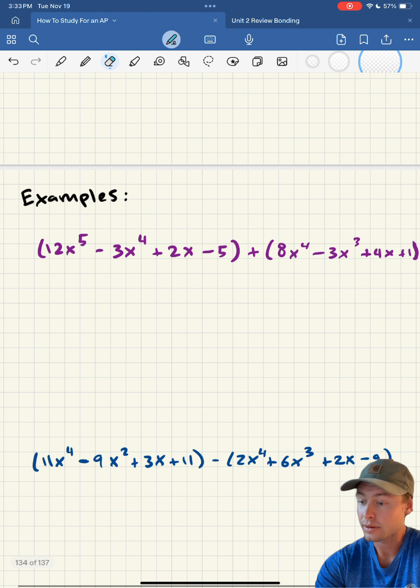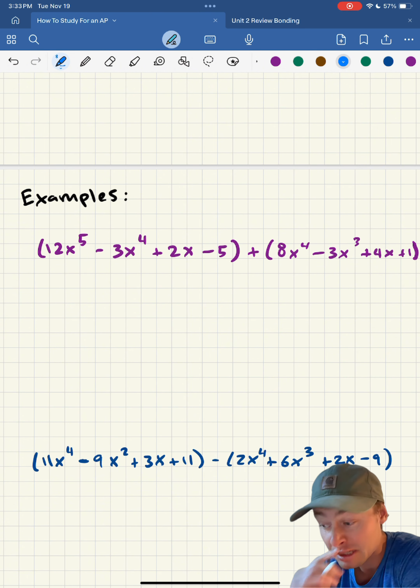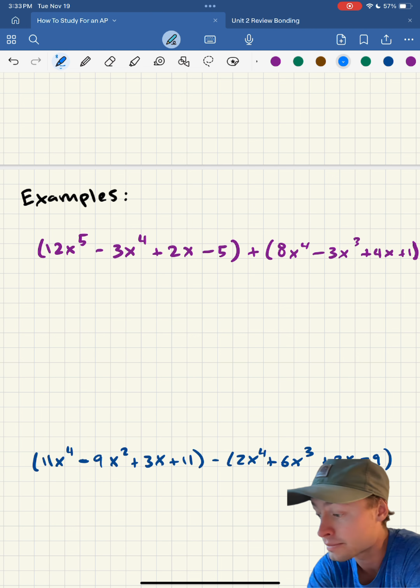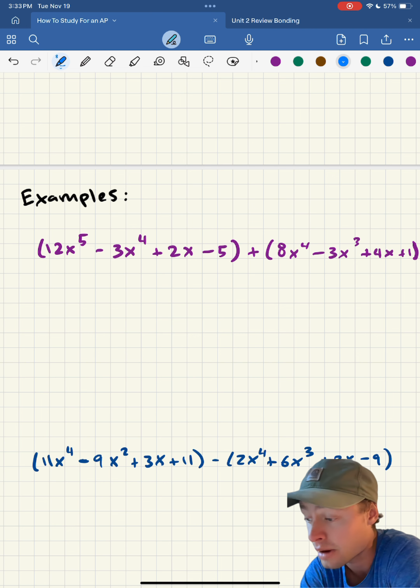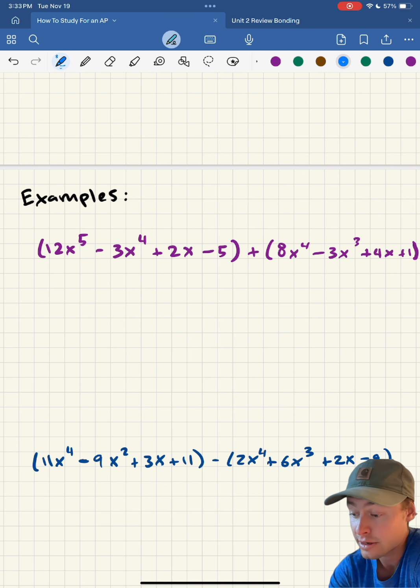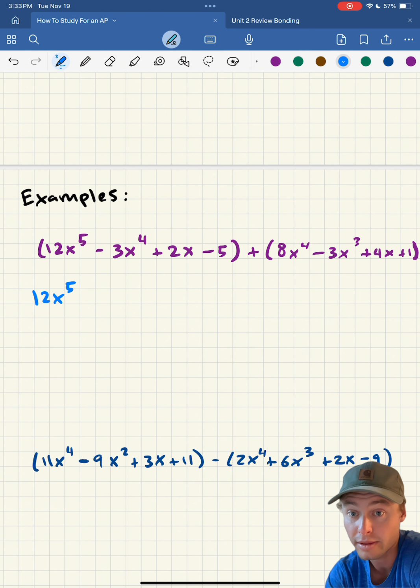So on this first one, we're going to be adding these two polynomials together. Okay? So let's take a look. Starting with my first term on the left, 12x to the fifth. Do I see any like terms on the right? Do I see any variables that have a power of 5? The answer is I do not. So there is no like terms, so I'm going to leave 12x to the fifth alone. Can't do anything with it because there's nothing to combine it with.